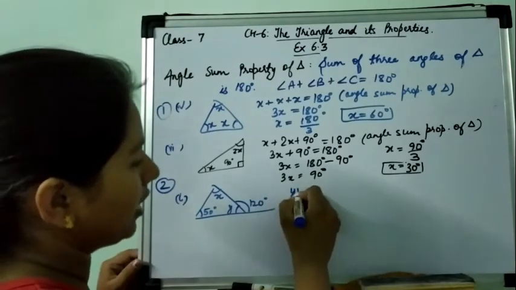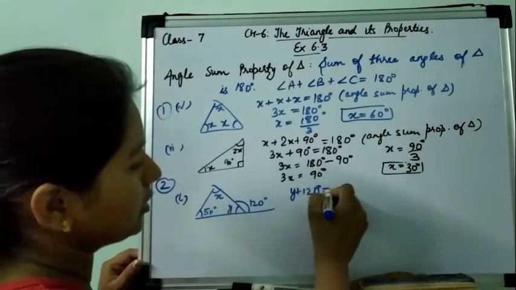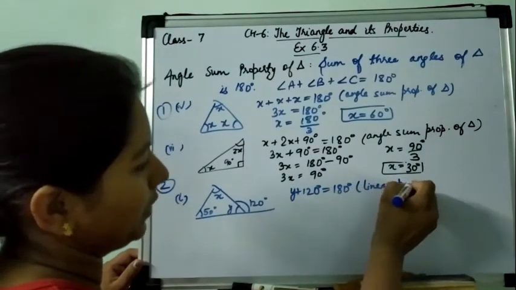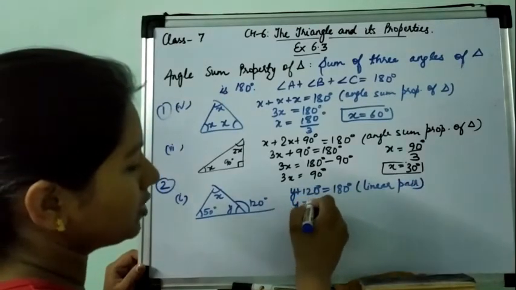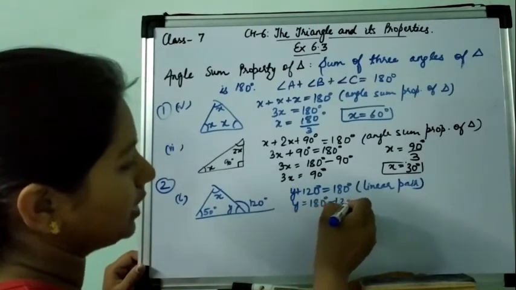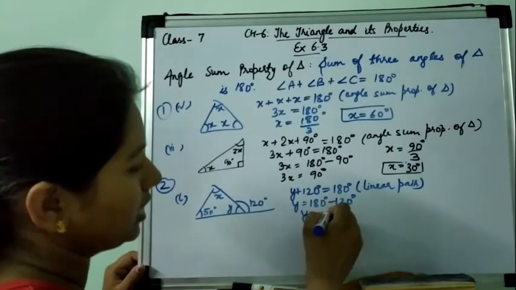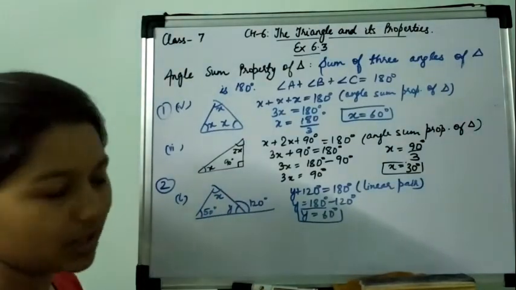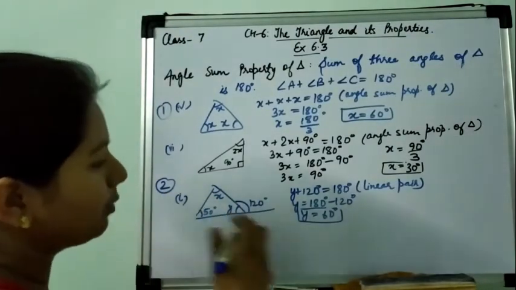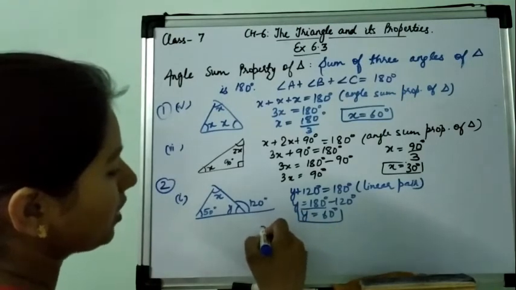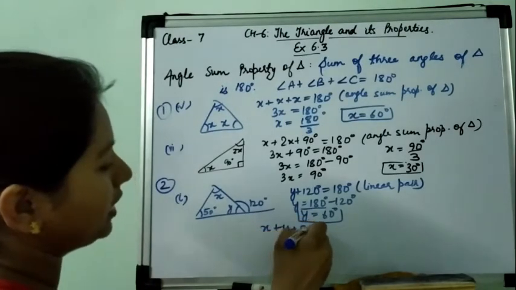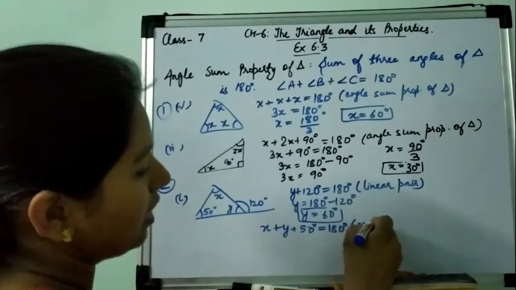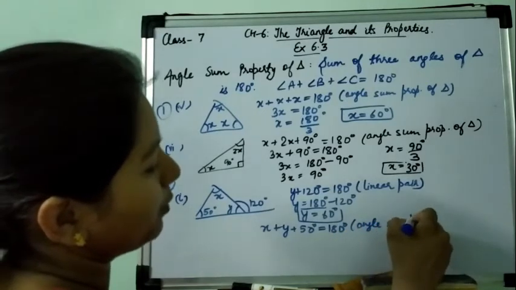First of all, I will write y plus 120 degree is equal to 180 degree. Reason, I will mention linear pair. Then y is equal to 180 minus 120 degree, so y is equal to 60 degree. Very simple. You can also tell by looking: if this is 120 then this should be 60, only then it makes 180. Now coming to x. For x, how will we write? x plus y plus 50 degree is equal to 180 degree, and this time the reason is angle sum property of triangle.